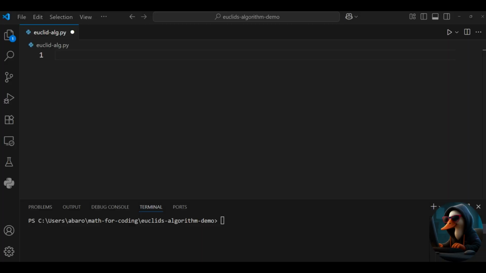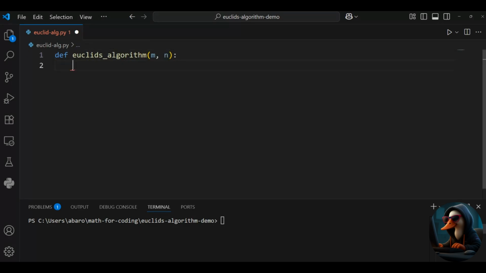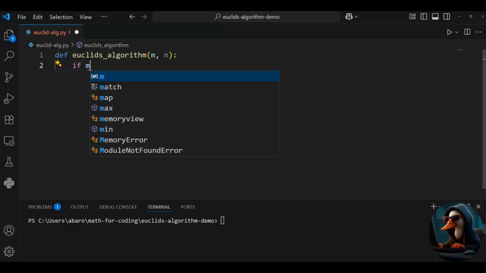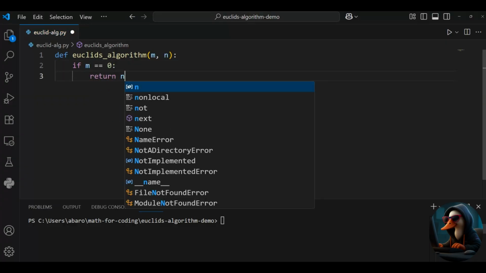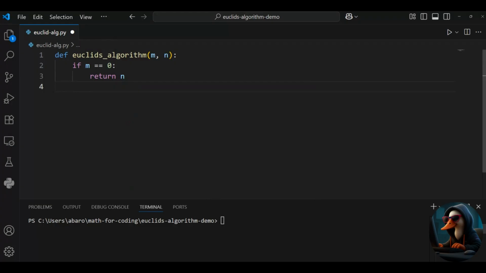Now let's code out Euclid's algorithm using Python. I'm going to try to make the code look as close as possible to the math that we were looking at earlier on the whiteboard. So let's go ahead and define a function. I'll say def Euclid's algorithm. We're going to take two parameters, m and n. And first we're going to do our base case. So if m is equal to 0, return n. And that's that condition we were looking at earlier, where if we had GCD of 0 and n, we return n. So that's the base case.